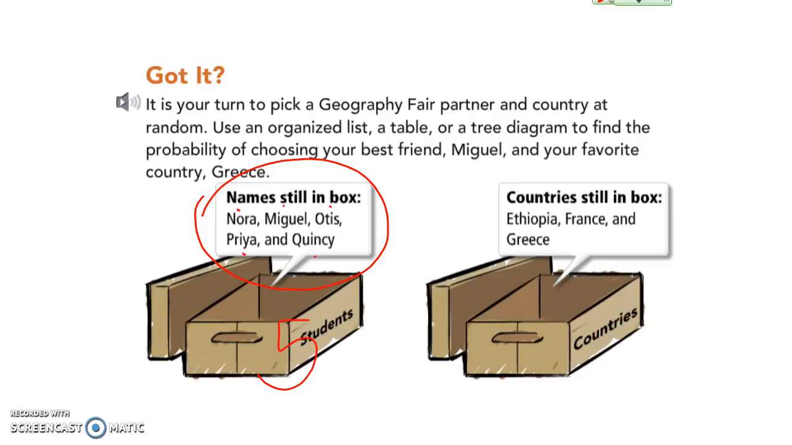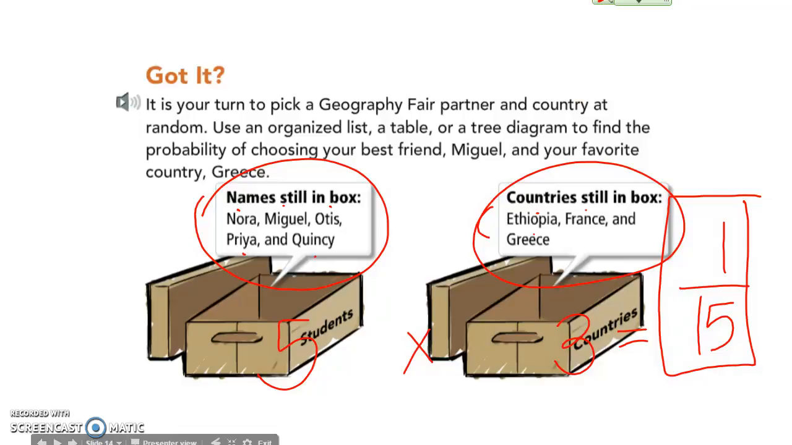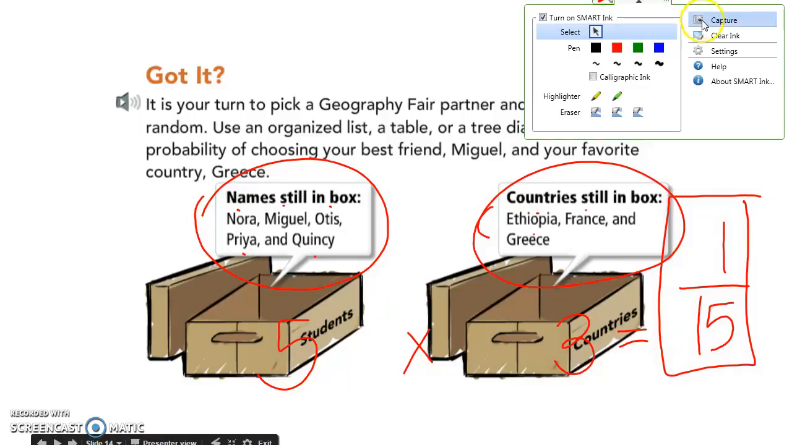There are 5 names. And then how many countries? I have 1, 2, 3 countries. So let's multiply. 5 times 3, there are 15 different combinations that I could make. But how many of those combinations would have Miguel and Greece? Just one of them would have Miguel and Greece. So 1 out of 15 would be our probability of getting Miguel, our bestie, and Greece, our favorite country.